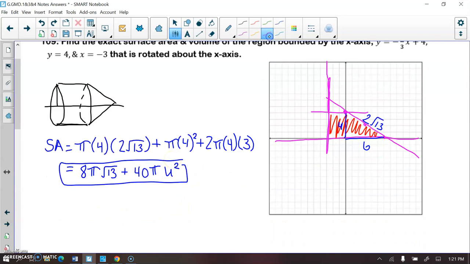Now the volume, I'm going to add the two volumes together. The volume of the cone would be 1/3 pi times my radius of 4 squared times the height of the cone, which is 6. Then I add on the volume of the cylinder, which would be pi times my radius of 4 squared times the height of that cylinder, which is 3. So when I add all this up and multiply it together, I wind up with 80 pi units cubed.